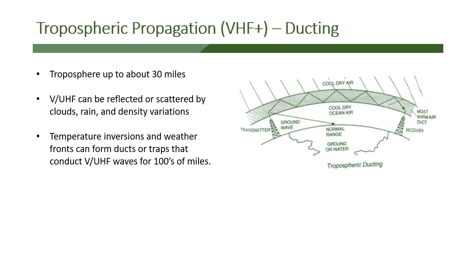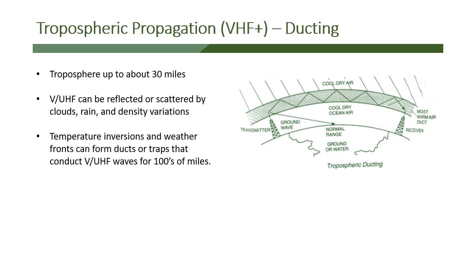So we've talked about basically how the ionosphere gets energized and can reflect radio waves. There is also another type of propagation that can occur, which is tropospheric propagation, which happens to the VHF and higher frequencies, and it's called ducting. The troposphere is about 30 miles high, and as I said, it can reflect or scatter VHF, UHF energy, and it can be scattered by clouds, rain, and density variations in the atmosphere.